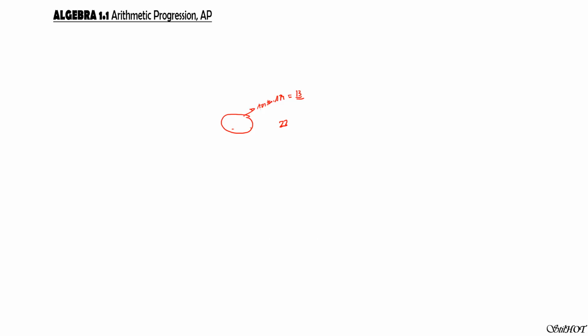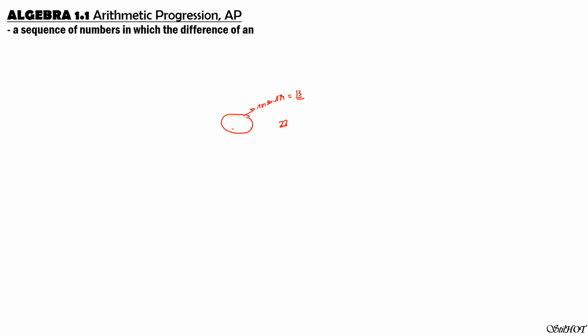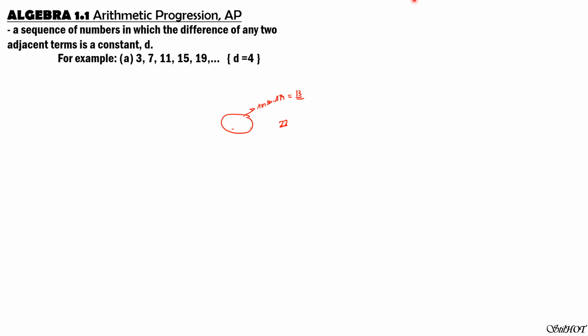So we define an arithmetic progression as a sequence of numbers in which the difference of any two adjacent terms is a constant d. For example, we have the sequence of numbers 3, 7, 11, 15, and 19. In this case, the common difference, denoted by d, is 4 because 7 minus 3, 11 minus 7, 15 minus 11, 19 minus 15 is 4.